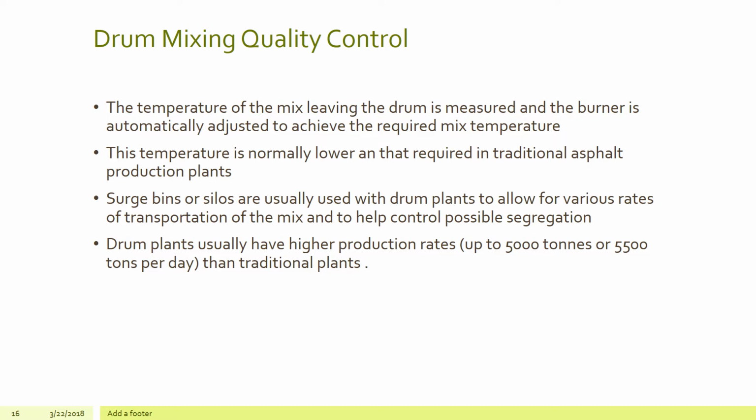The temperature of the mix leaving the drum is measured and the burner is automatically adjusted to achieve the required mix temperature. This temperature is normally lower than that required in a traditional asphalt production plant. Surge bins or silos are usually used with drum plants to allow for various rates of transportation of the mix and to help control possible segregation. Drum plants usually have higher production rates, up to about 5,000 tons per day, than the traditional plants.